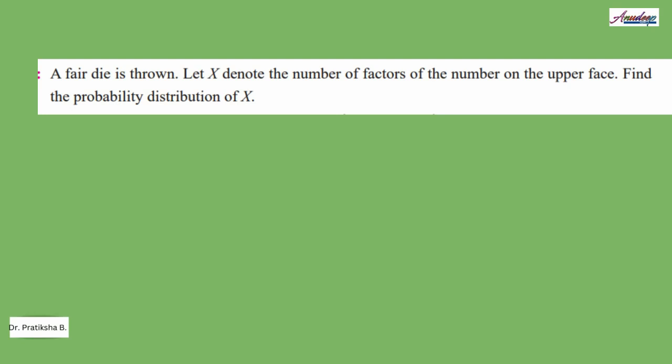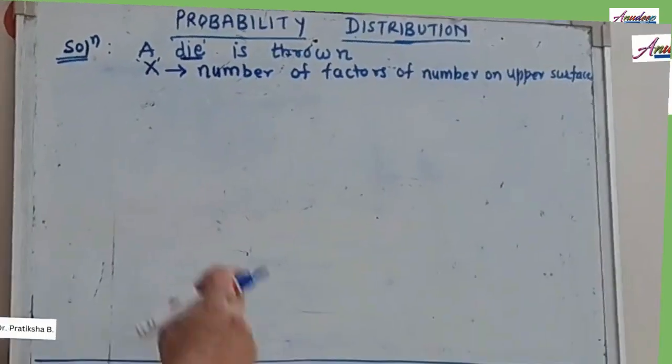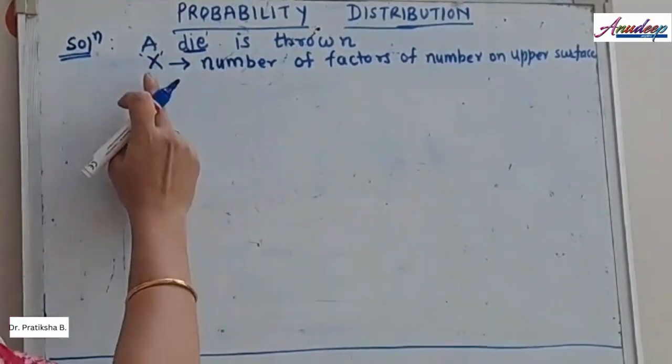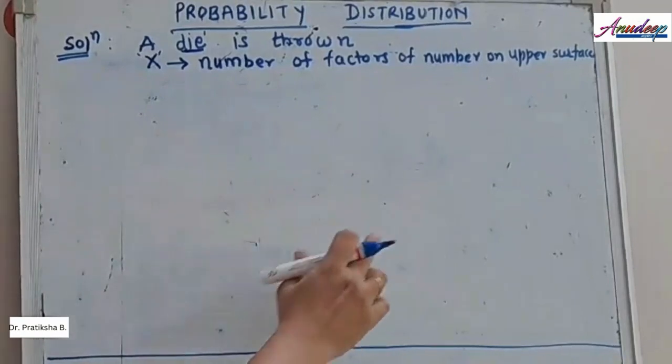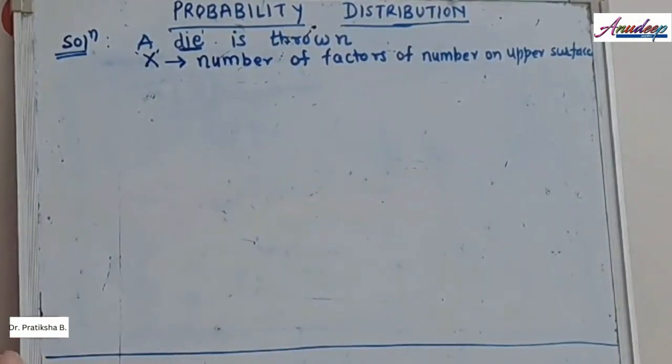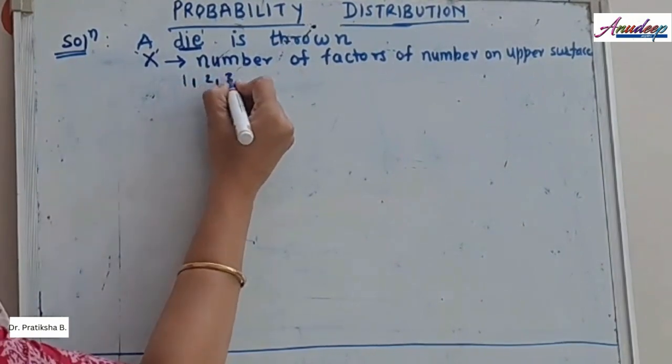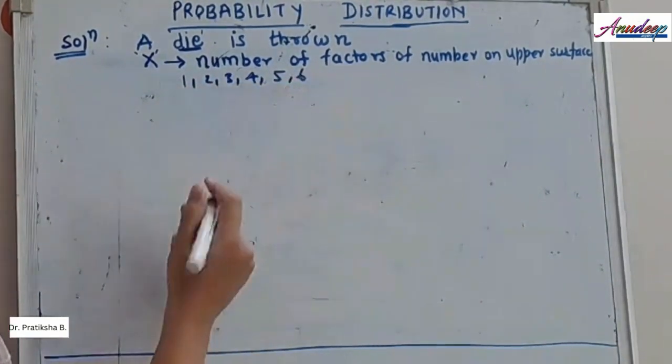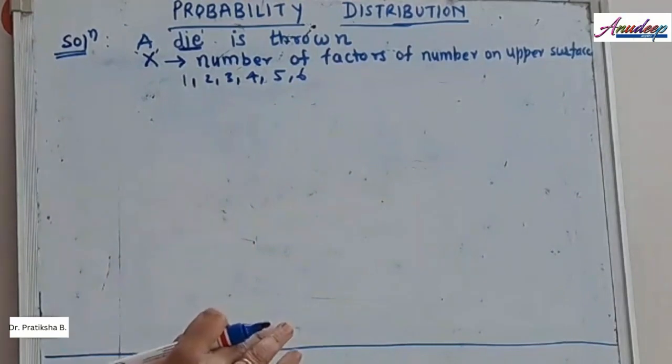Let us solve the first problem now. A fair die is thrown. Let X denote the number of factors of the number on the upper surface. You need to find the probability distribution for random variable X. So a die is thrown and your random variable X is the number of factors of the number on the upper surface. When we are rolling a die, we will be generating a number 1, 2, 3, 4, 5, 6, right? So these numbers will appear on the upper surface of a die.